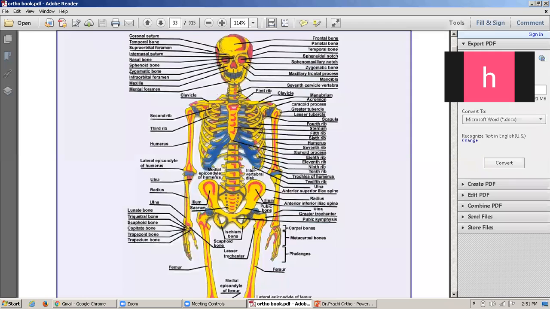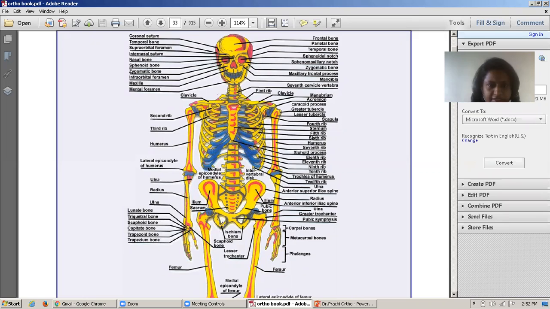this is the intervertebral disc, this is the medial epicondyle of the humerus, and this is the lateral epicondyle of the humerus, this is the ulna, this one is the radius, and in the carpals there is a lunate bone, triquetral bone, scaphoid bone, capitate bone, trapezoid bone, and trapezium bone.